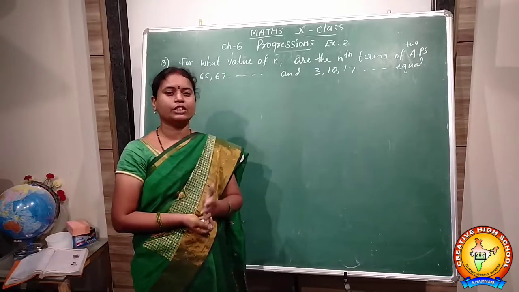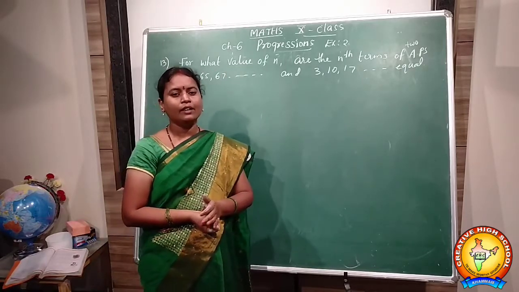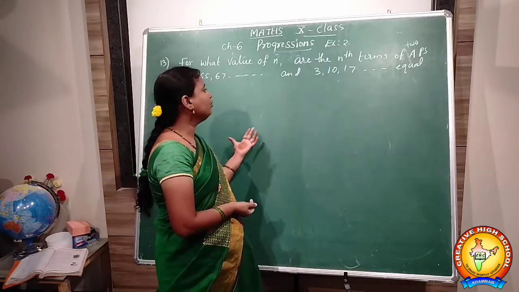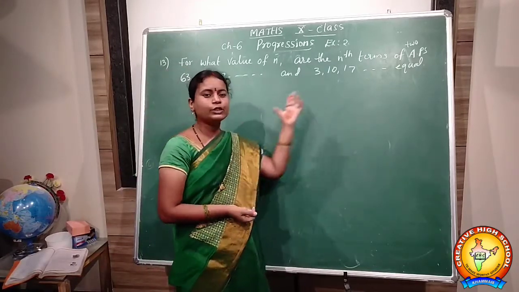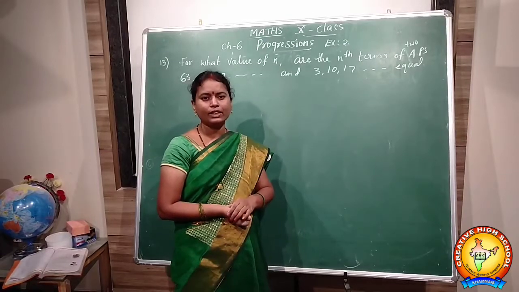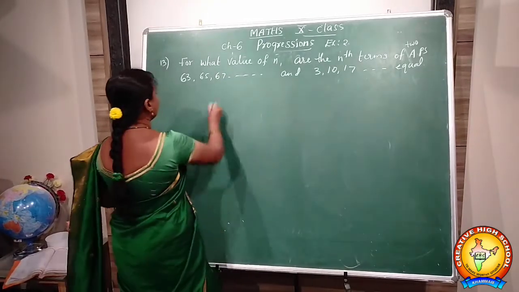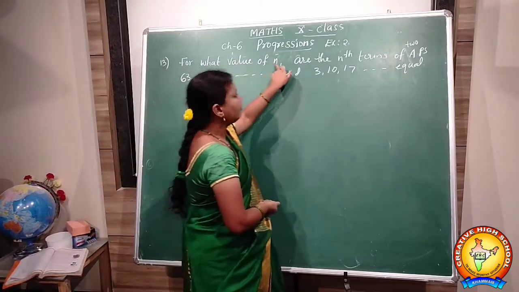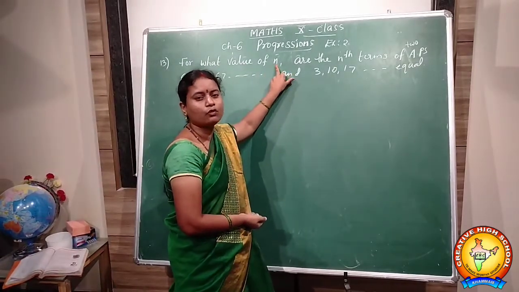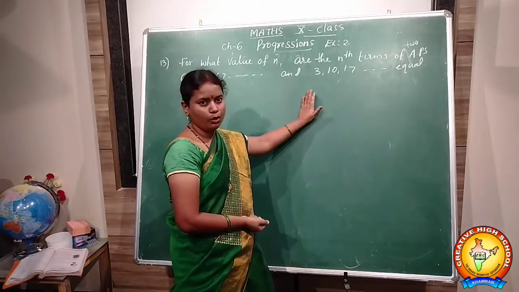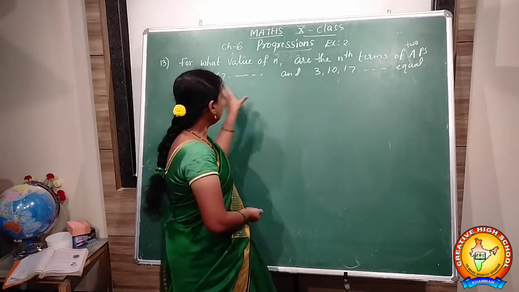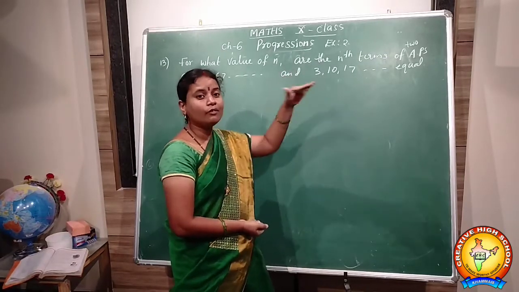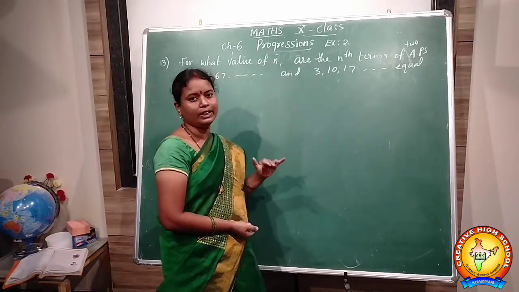Which term? What we have to find here is the nth term. Which term will become equal for these two AP series? Do you understand the question? See here, we have two AP series. For what value of n? So here we are going to find the n value of both series, where this n value and this n value become equal. So which term will become equal? We are going to find that.